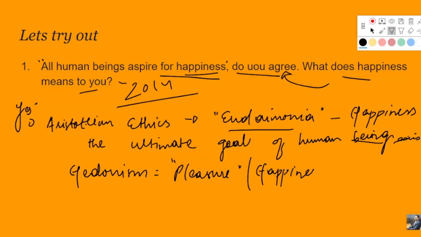We do for the sake of happiness, right? We do for the sake of happiness. This is the second support which you can give. You can mention Gandhi ji, very important, right?